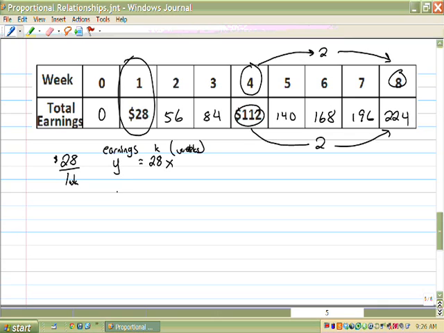And that's another way to figure out. So you could say, all right, well, how much money would I make if I was $28 a week and I worked 8 weeks? And you say, oh, my total earnings would be $224. That's another way to solve it, okay?